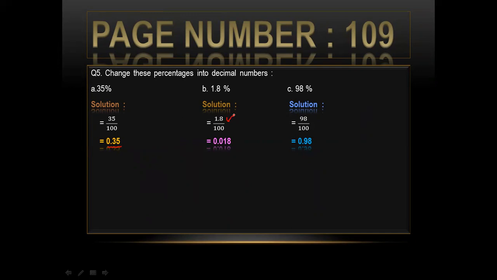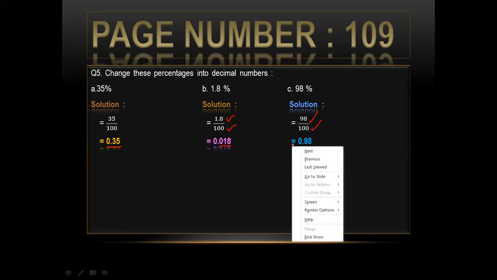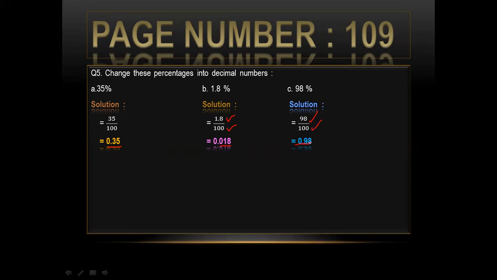The next number is 1.8. 1.8 over 100. There will be three zeros because when we remove the decimal in 1.8, there will be one zero in the denominator, and when dividing it, 0.018 is our answer. 98%, again you write it 98 over 100, and because there are two zeros, after the decimal we have two numbers which are 9 and 8.